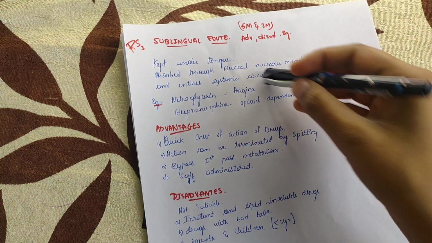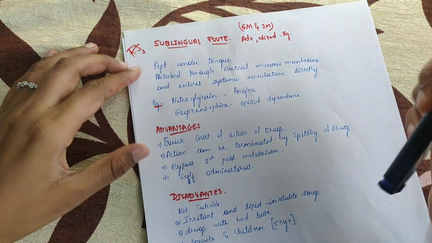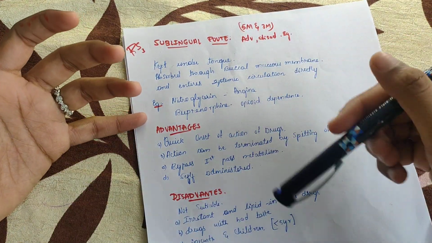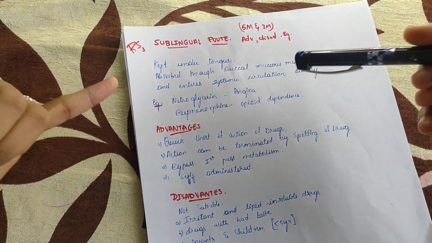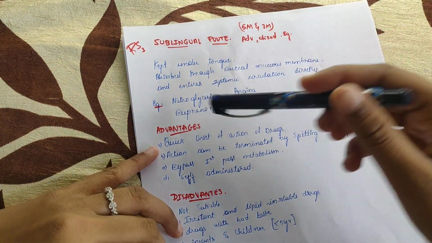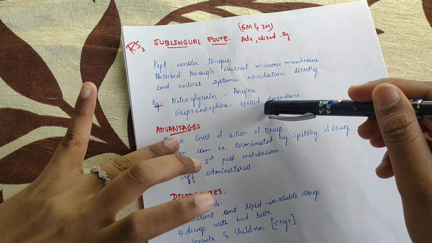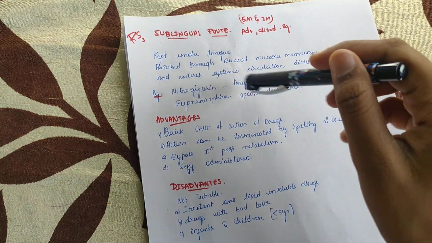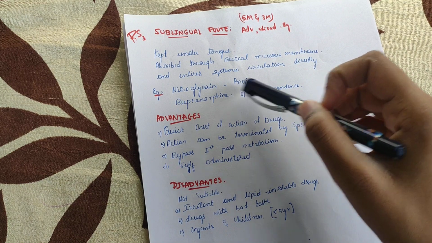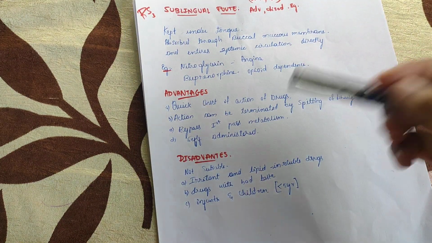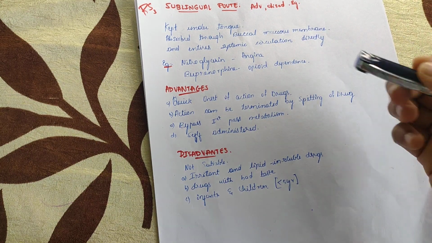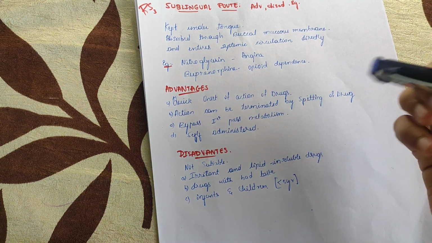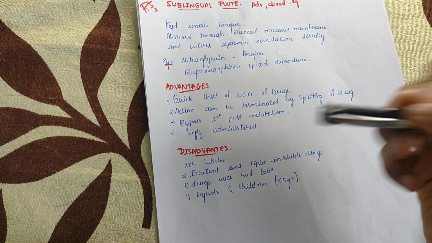These are the things which we have to write for the sublingual route: examples, advantages and disadvantages. The drug is kept under the tongue, crosses the buccal mucosal membrane and then enters the circulation directly. Examples are nitroglycerin, used for angina and acute chest pain, and buprenorphine for opioid dependence. Advantages are quick onset of action, it can be terminated by just spitting out the drug, it bypasses first pass metabolism, and it is self-administered.